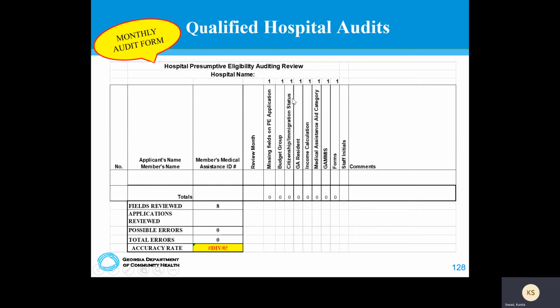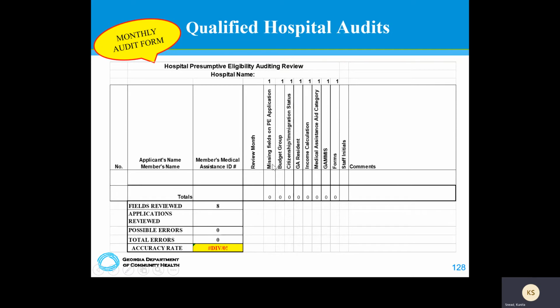Citizen or meet the immigration status, they are a Georgia resident, you calculated the income and deductions correctly, you approved them for the right aid category, you put the information into GAMIS correctly, and then also you have all your necessary forms, meaning that you have everything that you need for your PE packet. So if there's anything missing off of one of these 8 areas, that's where your error will be counted off.